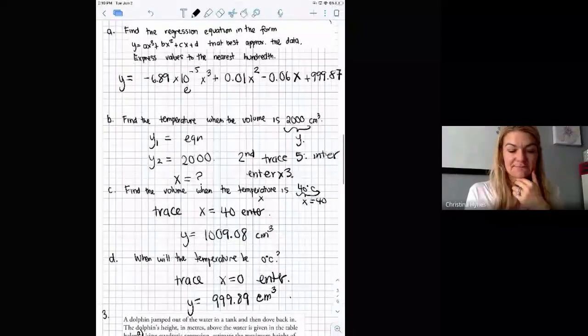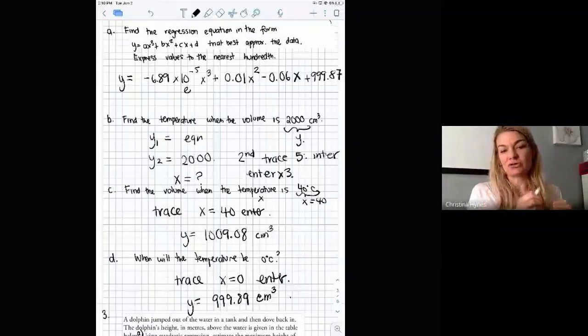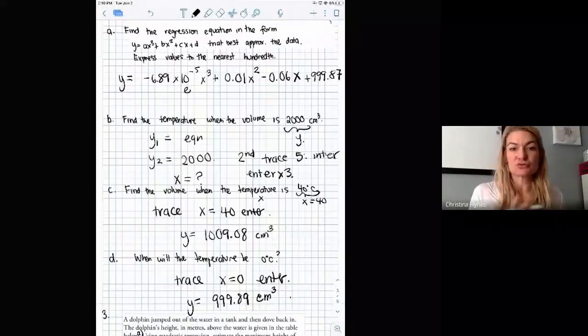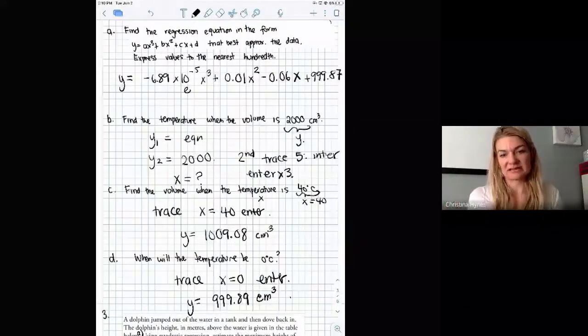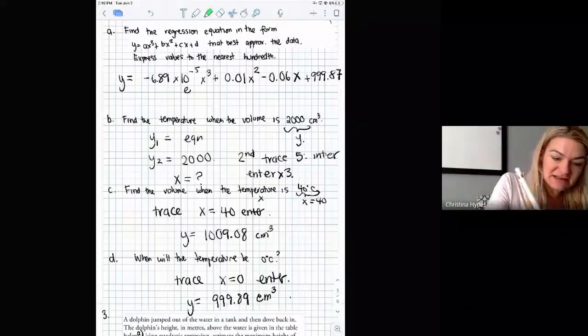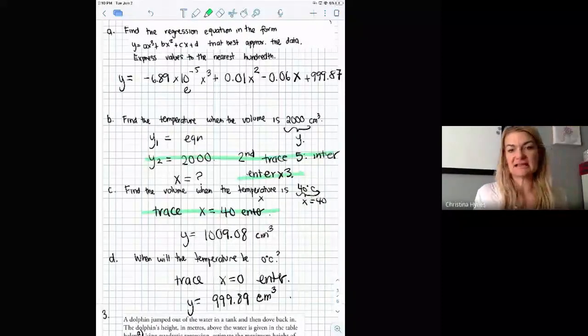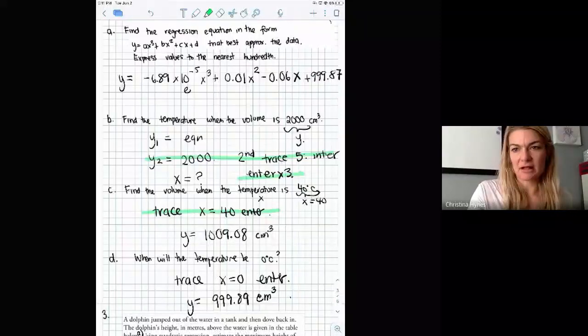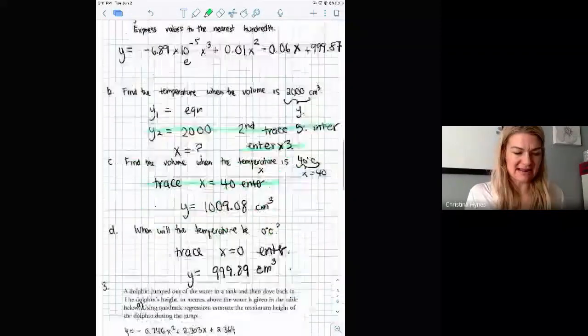If they give you a y coordinate, then you want to go to y2 and find the intersection. If they give you an x coordinate, go trace, put that value in, and press enter. So these are the 2 kinds of things you need to learn. If they're giving you y, you do this. If they're giving you x, do this, and that's all you have to do to answer questions B, C, and D. Okay, so hopefully that helps you. I know it's harder when I can't really show you it.